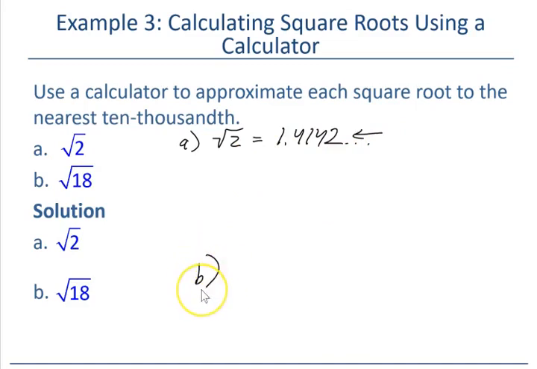So let's just do B real fast, just so we can finish it off. The square root of 18 is going to be 4.2426. The next number after it is a 4, so we can just round down. So that is the estimate. Once again, this one is just going to keep going. There's no rhyme or reason, no sort of pattern to it. Okay, let's continue on here.